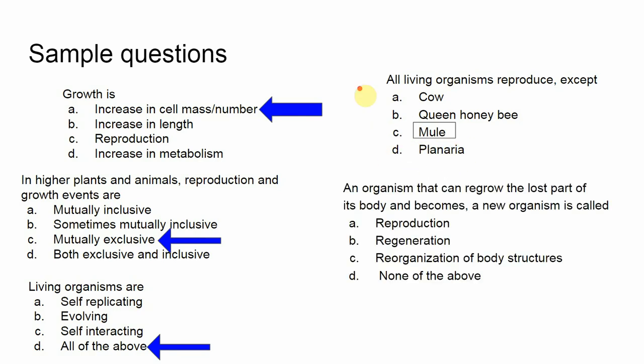So finally, the last question is an organism that can regrow the lost part of its body and becomes a new organism is called as reproduction, regeneration, reorganization of body structures, or the last option is none of the above. So the answer is regeneration. So regeneration is the ability to regrow the lost body parts, right? An example for regeneration is planaria, the option which has been given in the previous question over here, right? So in the next video, we will look into the taxonomy. Okay, thank you.